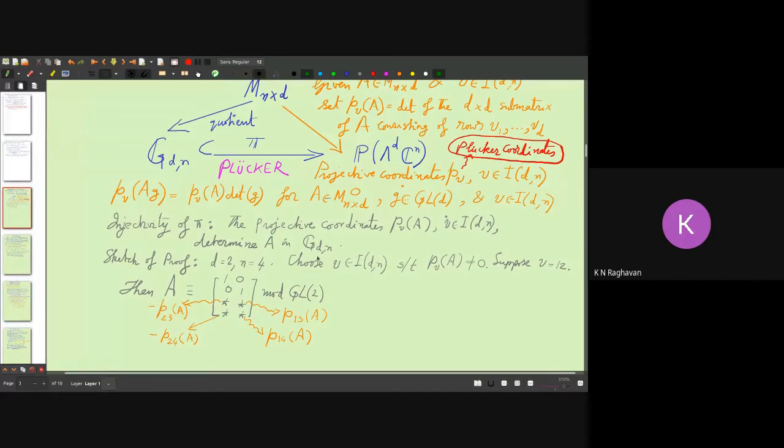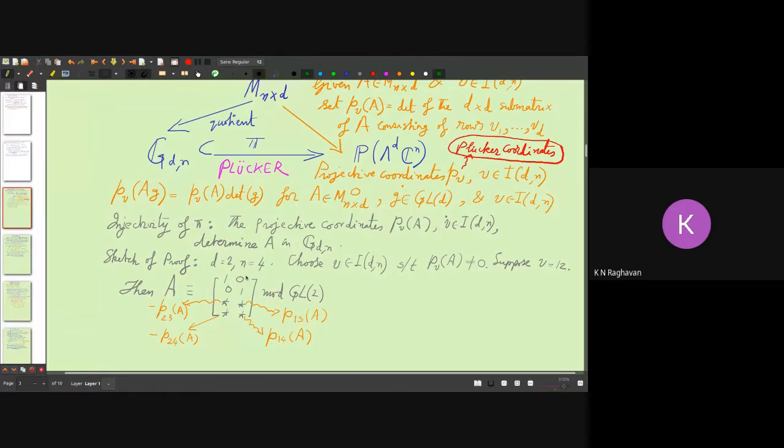One of the coordinates is non-zero. So choose V in I_{D,N} such that P_V(A) is non-zero. And suppose V is equal to 1, 2. I'm doing that case, but any other case is similar. Then you can multiply A by an appropriate matrix in GL_2 on the right, so that it has the form 1, 0, 0, 1, and so on. And this is arbitrary. I can do this.